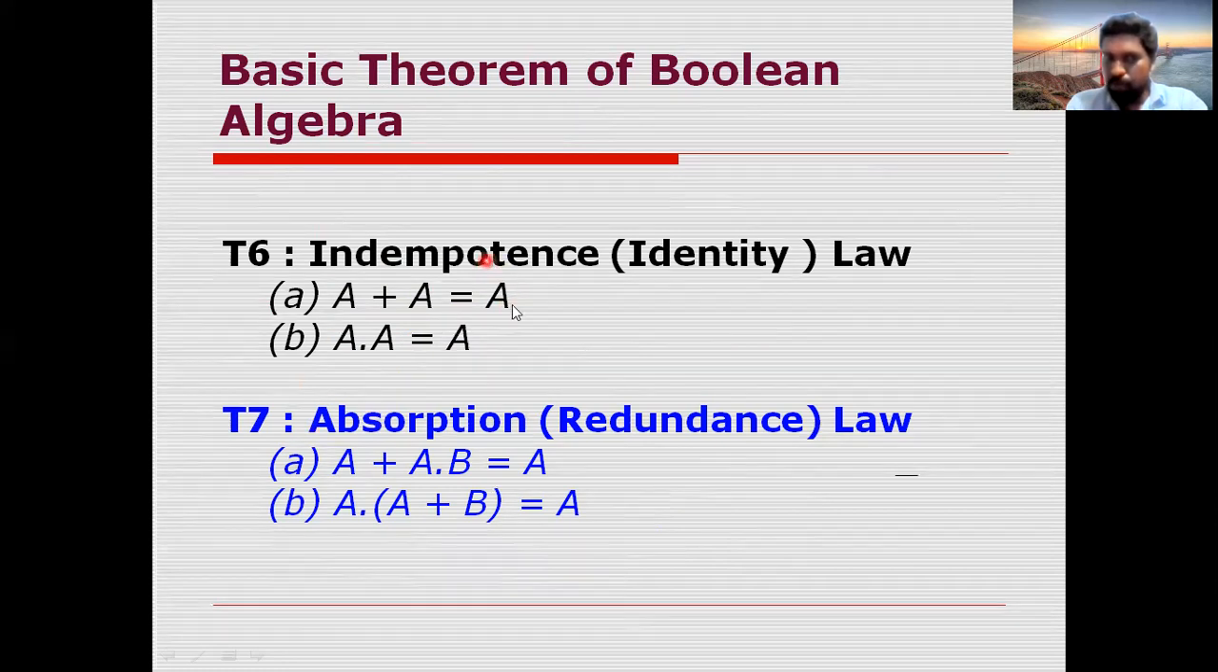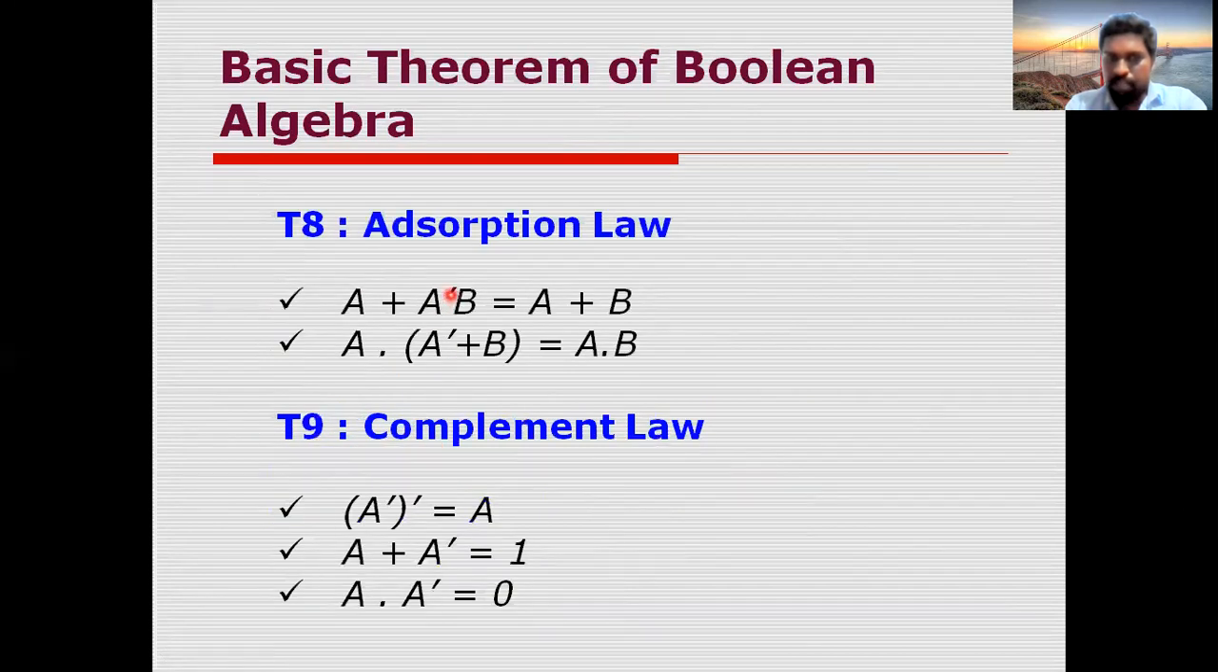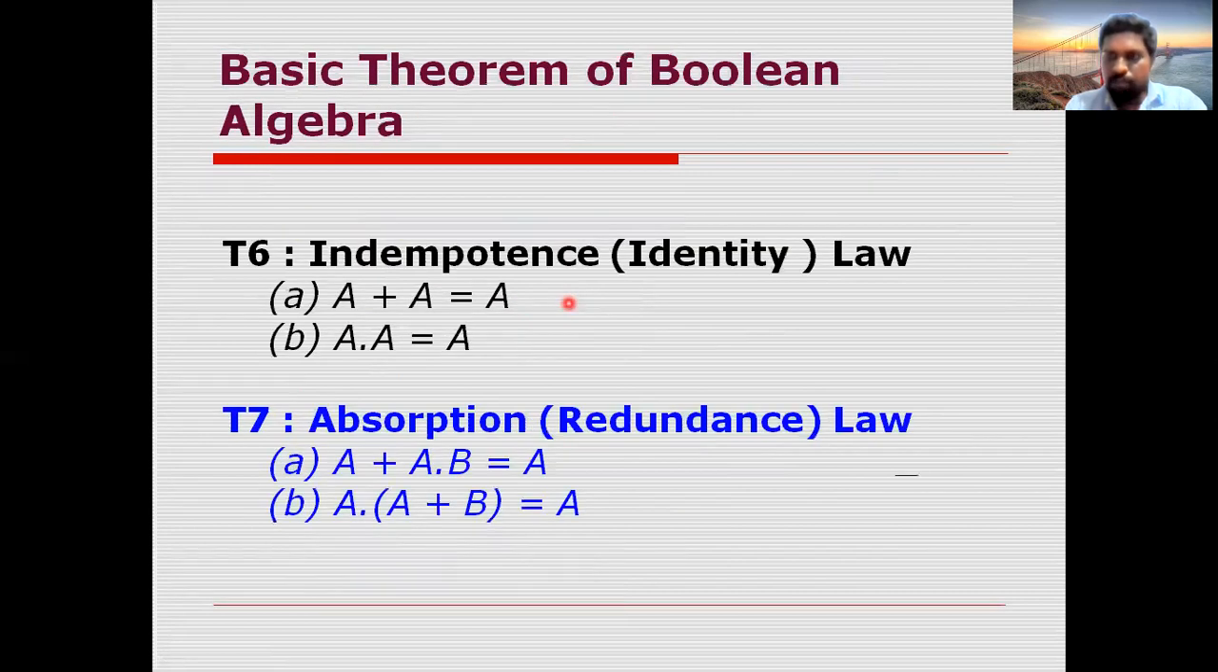Very, very important properties. Next, absorption, which is called the redundancy law. A plus AB is equal to A, and A into (A plus B) is equal to A. You should remember this. Suppose if you add complements in this, then it will become your adsorption. See here the small change. Previously you don't find a complement here, and now we are finding a complement here. A plus A bar B equal to A plus B. Previously A plus AB is equal to A.